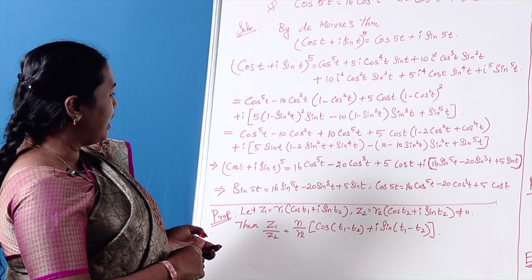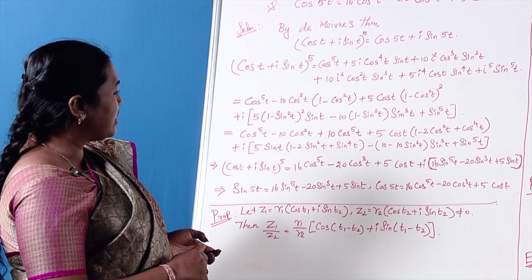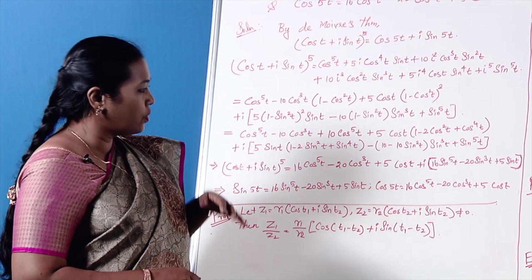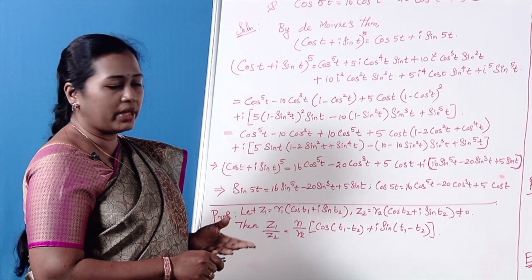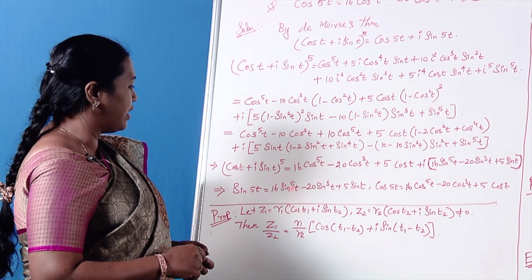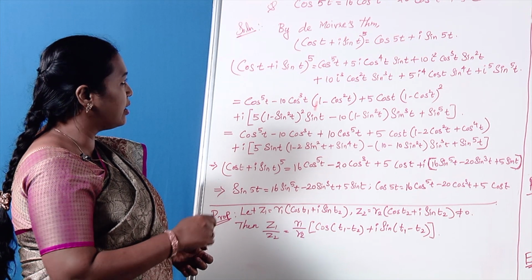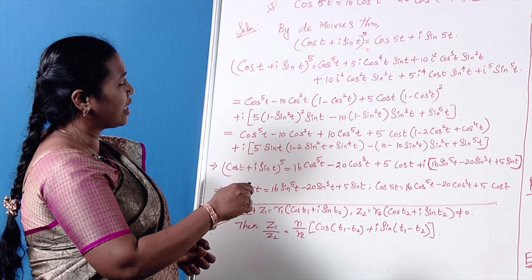On the left hand side I am having cos t plus I sin t the whole power 5. So, we can very easily conclude that cos 5t, or putting in this term, this is actually equal to this.